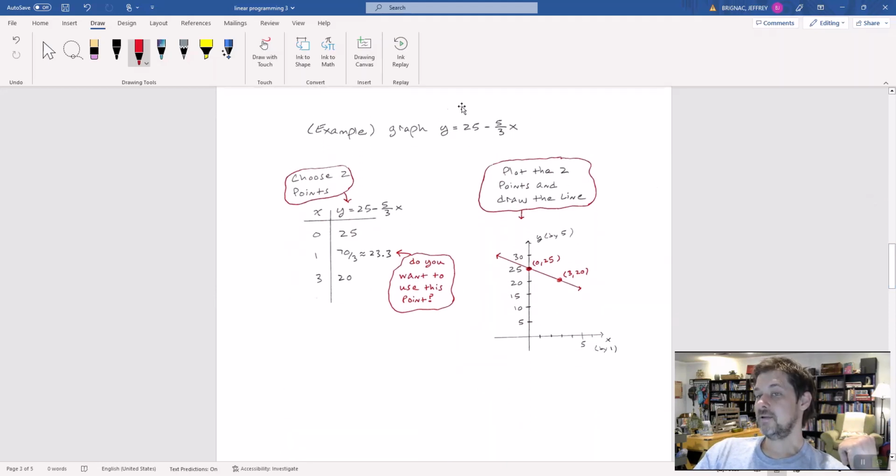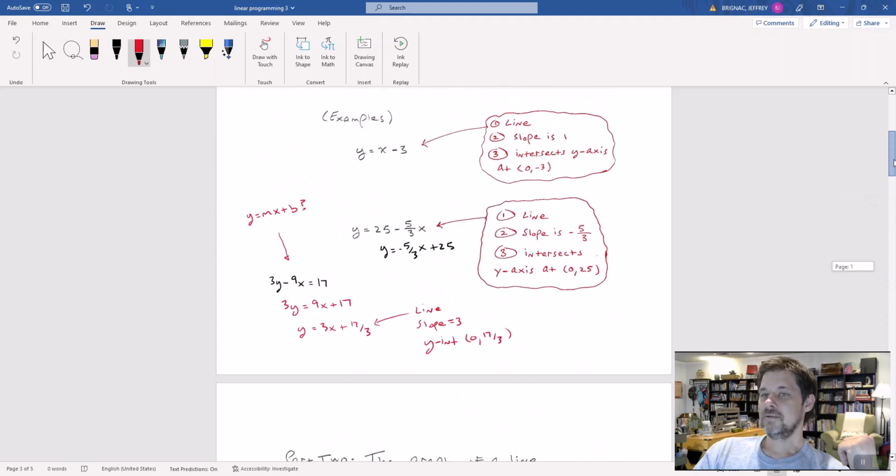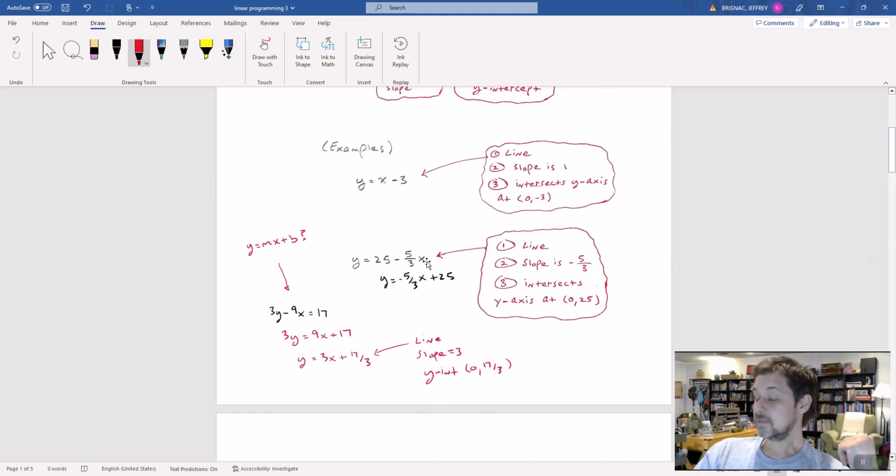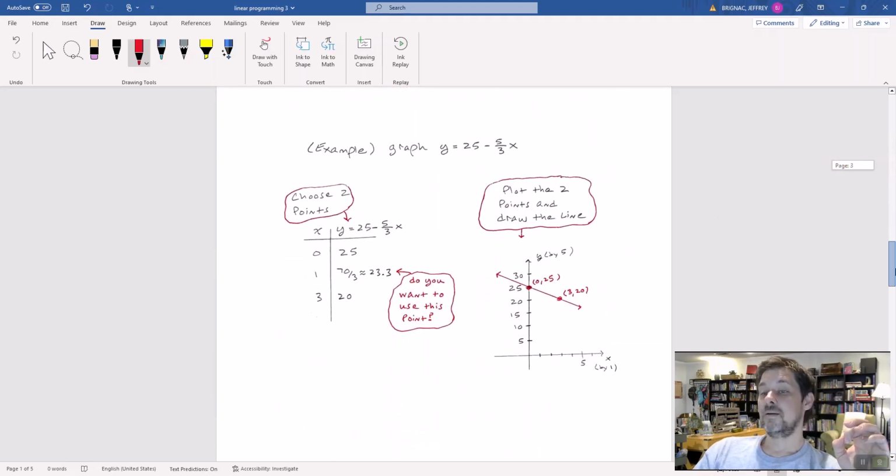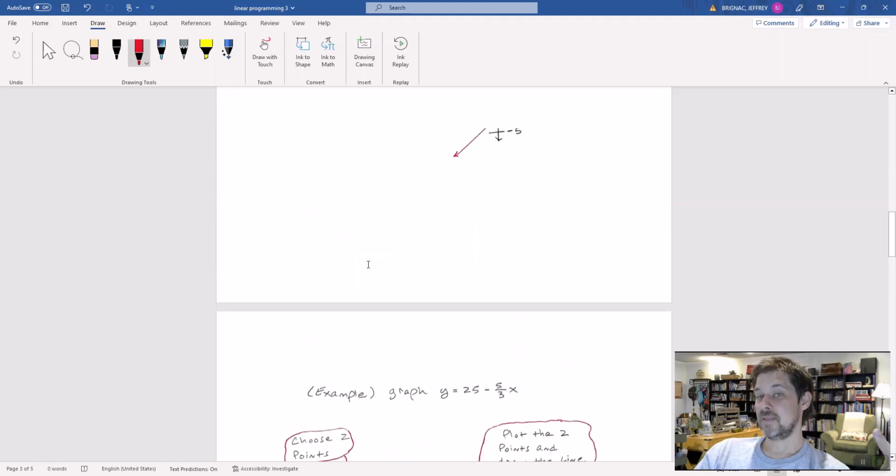Okay, here's another line that we looked at earlier. y is 25 minus 5/3 x, and what we determined at the time was that that is in fact a line. The slope's -5/3. It hits the y-axis at 25. Okay, but I should be able to graph this by the same method as up here.